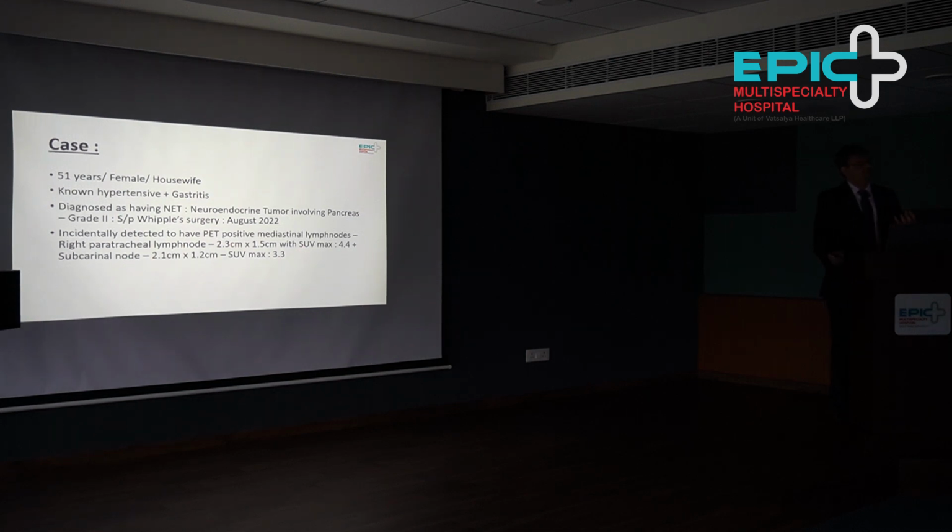Now, what does that mean? It means it is an active pathology. There was another lymph node, a subcarinal node, or station 7 node, 2.1 by 1.2 centimeters with an SUV a bit less, 3.3, and she was absolutely asymptomatic. Then she was referred for further evaluation.